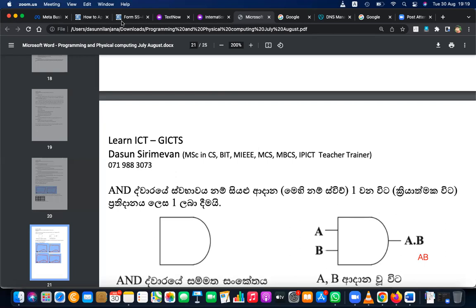Okay. So, what is the mathematical expression? Can you tell me the mathematical or the logical expression or the Boolean expression? A plus B. Yeah. You have to write A plus B, but you are reading that as A or B, right? A plus B is written, and we read it as A or B.